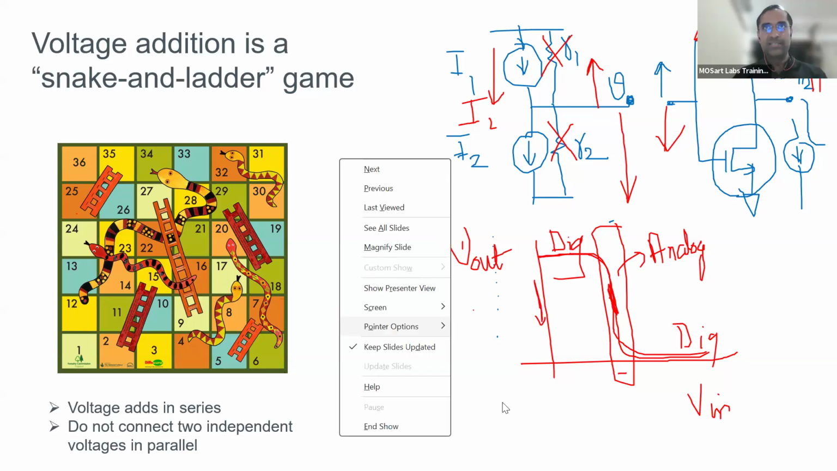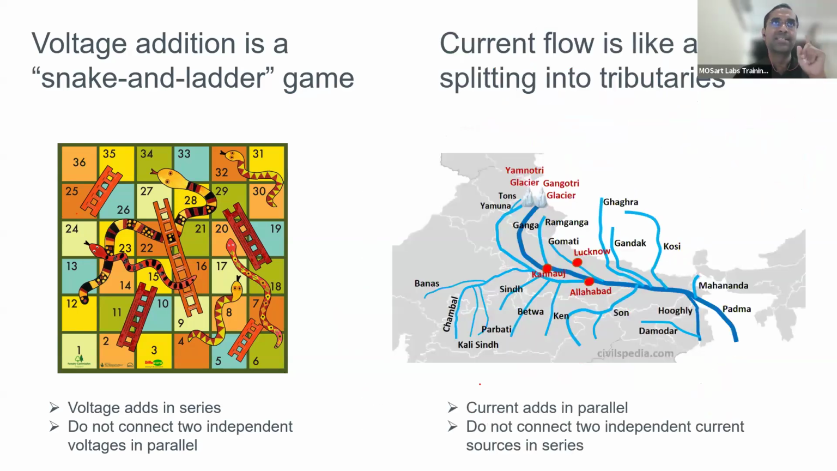Okay, so bottom line, voltage sources add in series. Keep this in mind. Very important. And current sources add in parallel. Okay. I know we spent a lot of time on this class, but I think it is important because like I said, we are talking about fundamentals. We are talking about how clear are we on the basic concepts of voltage source and current sources, right?